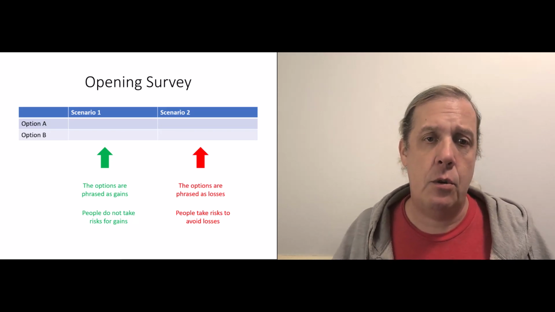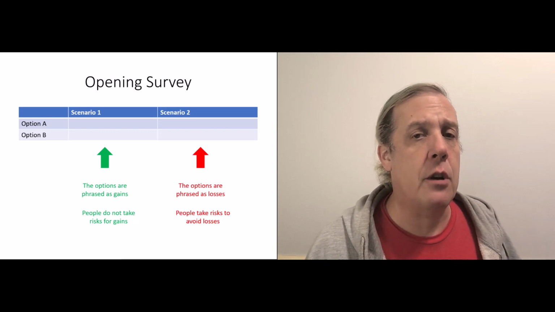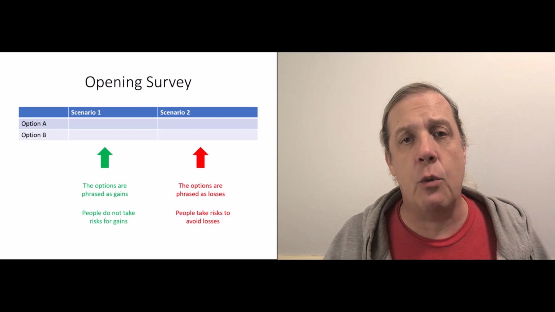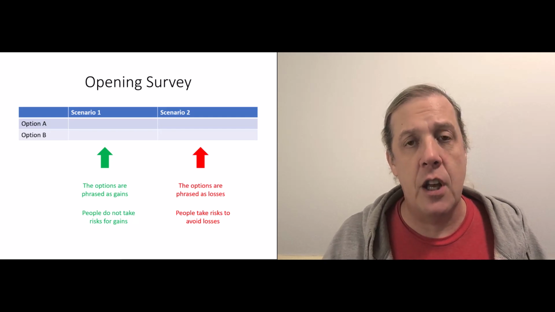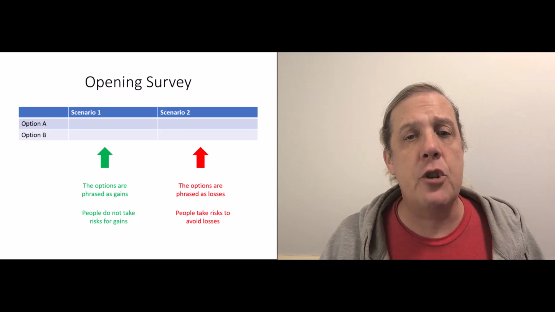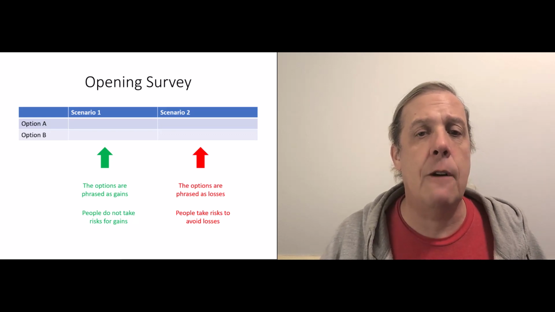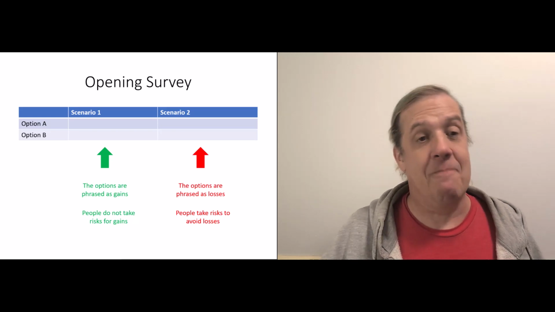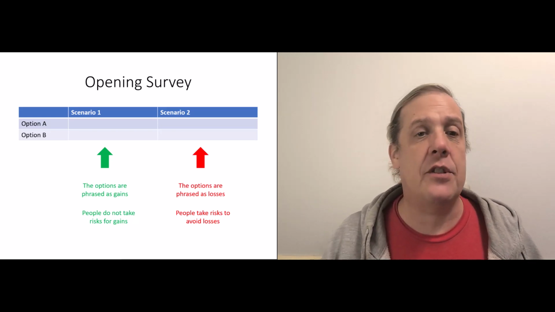So again, the two versions of this choice are mathematically identical. One is phrased in terms of gains and one is phrased in terms of losses. And what happens is when it's phrased in terms of losses, people switch from being risk averse to being risk seeking, right? Or at least open to risk.